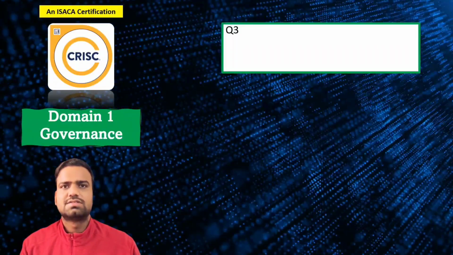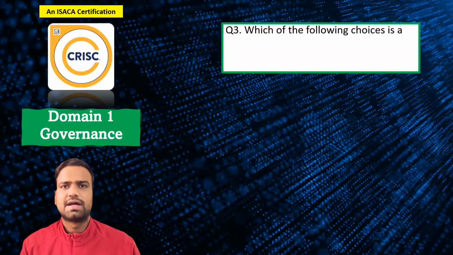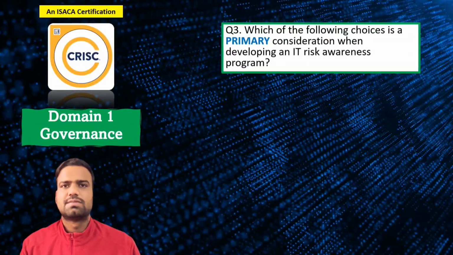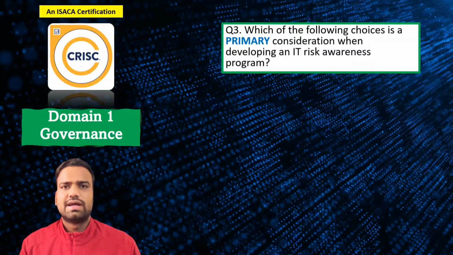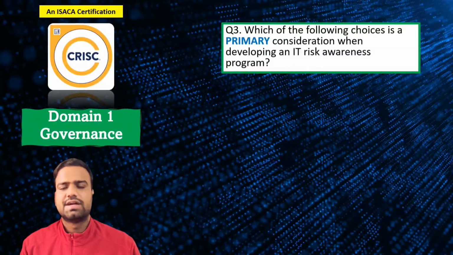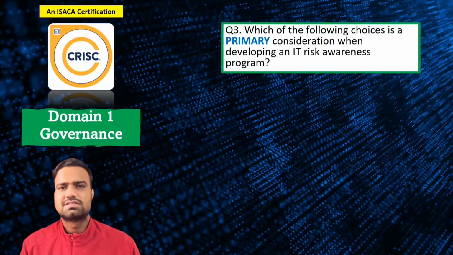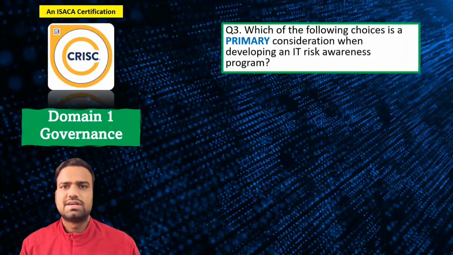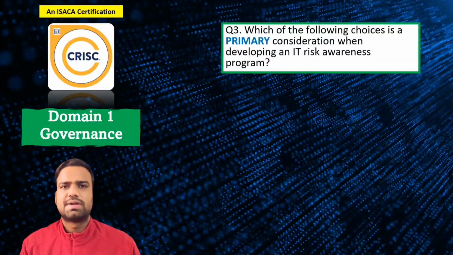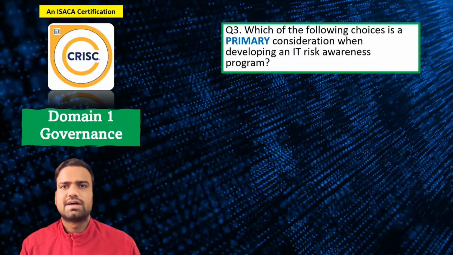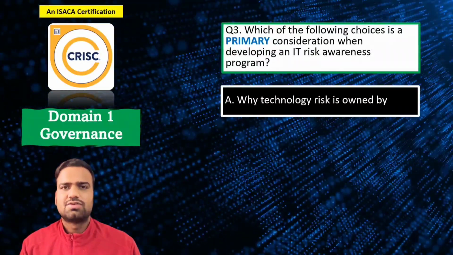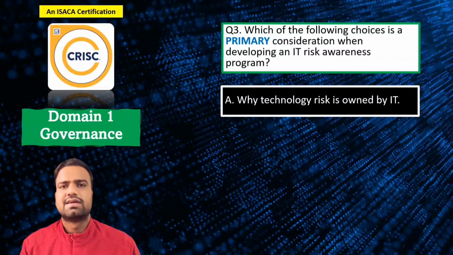Next question is, which of the following choices is the primary consideration when developing an IT risk awareness program? So an IT risk awareness program is designed to educate and make individuals aware of potential risks associated with information technology within an organization. And what is the primary consideration when we are developing the IT risk awareness program? Option 1, why technology risk is owned by IT.